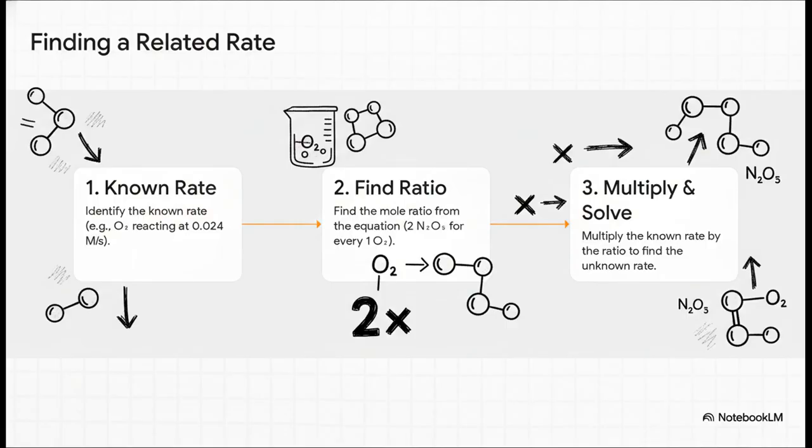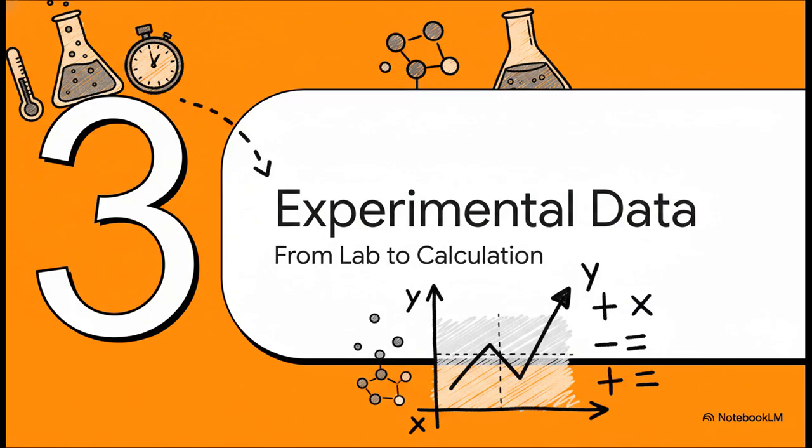So if we know that oxygen is being used up at a rate of 0.024 molar per second, molar is just a way to measure concentration, we can figure out the rate for N2O5. We just look at our recipe, the mole ratio. For every 1 O2 that gets used, 2 N2O5s get made. So the rate for N2O5 is just going to be twice as fast as the rate for O2. It's a simple multiplication.